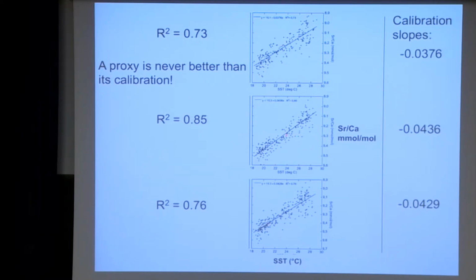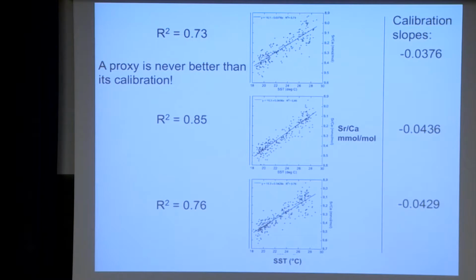There are 3 corals, same species. They lived a few hundred meters from each other. They've seen the same ocean, and they've seen the same temperature. And what you see here is that the calibration, first of all, you see some noise. Okay, you see that the slopes are actually different.